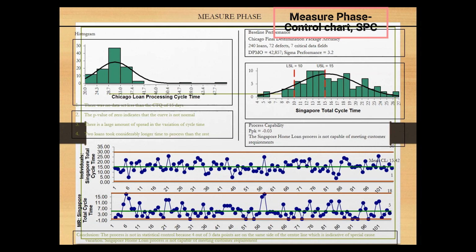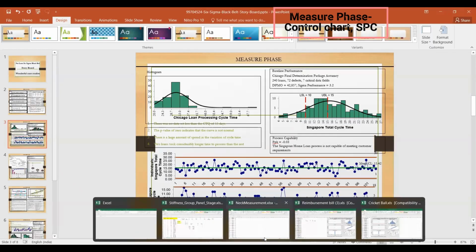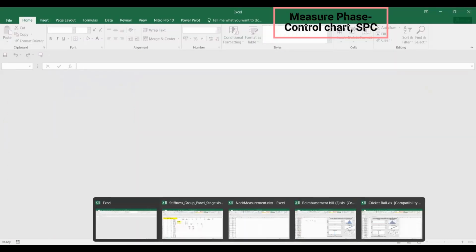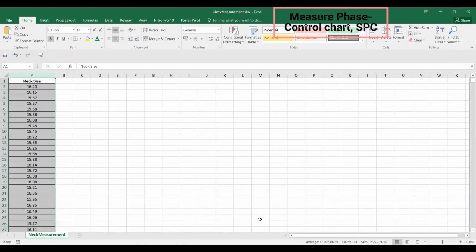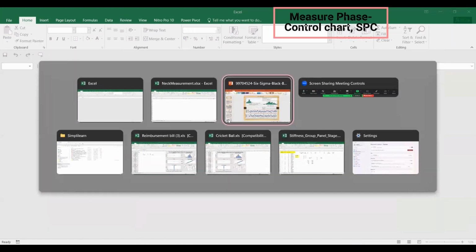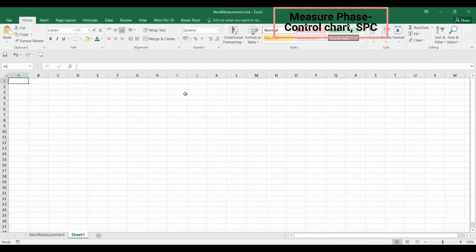You can also do it in Excel as well. I'm opening up the Excel. I'll take one Excel. So what is the case here is 240 loans. Okay, 240 loans.